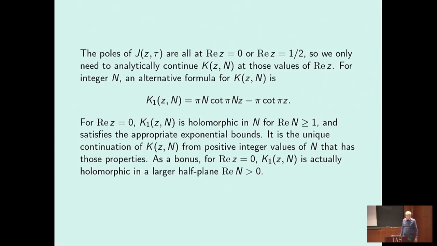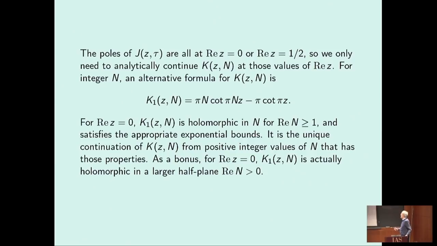But we only need to continue k of z and n at the values of z where j has a pole, and those are when the real part is either 0 or half. So we only need to analytically continue k of z and n when the real part of z is either 0 or half. And we can do that with no trouble by explicit formulas I'll write in a second.